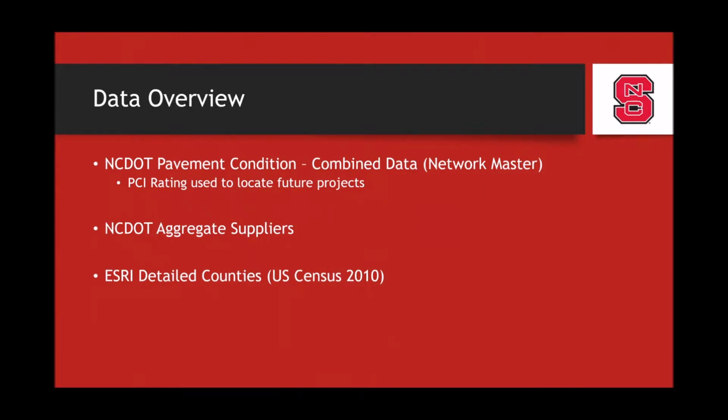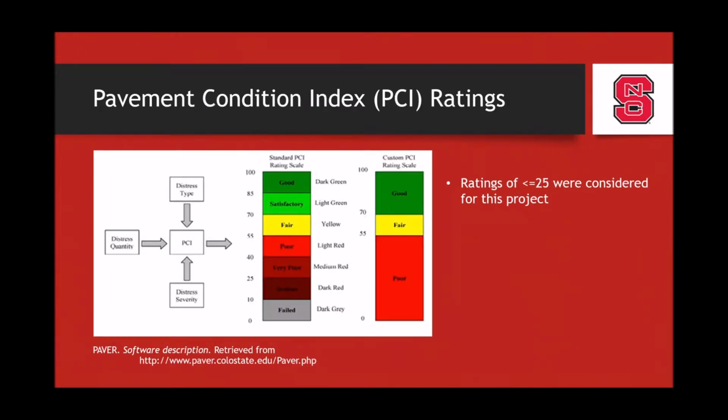The data that I used for this project comes from the North Carolina Department of Transportation, looking at the pavement condition combined data network master and the PCI rating used to locate future projects, NCDOT aggregate suppliers, and Esri detailed counties coming from the U.S. Census Bureau. PCI stands for Pavement Condition Index. This is a standard tool that's used to assess the condition of pavement. For this project, ratings of less than or equal to 25 were considered.